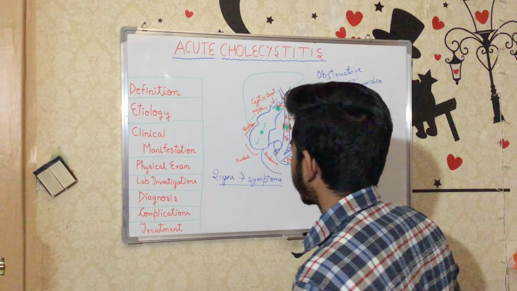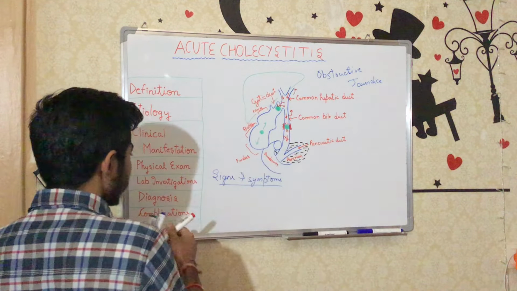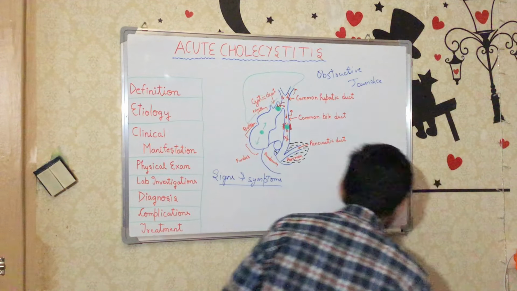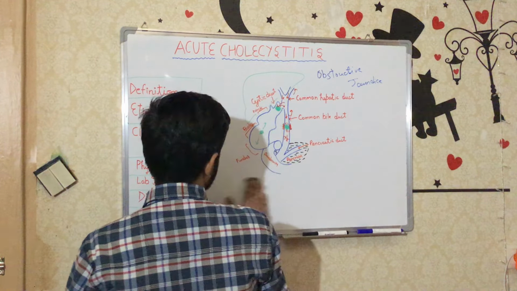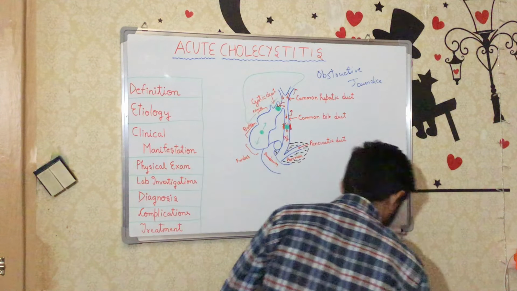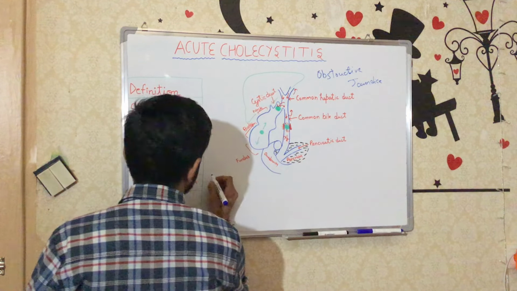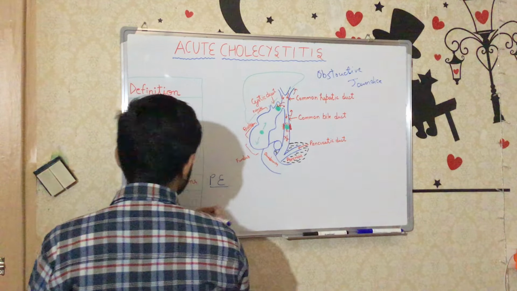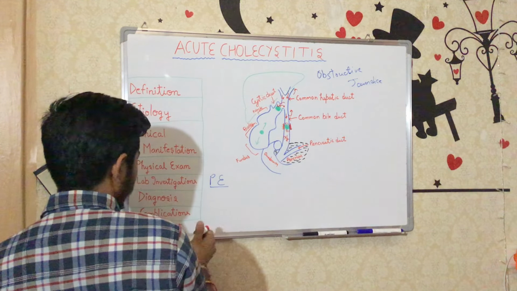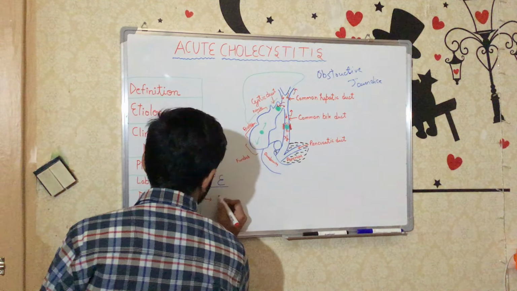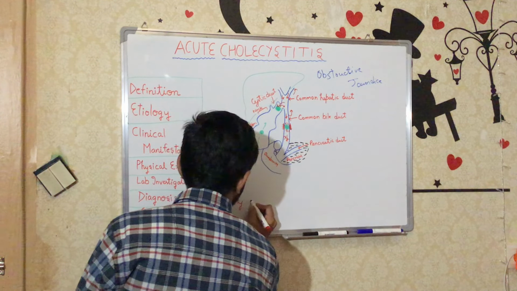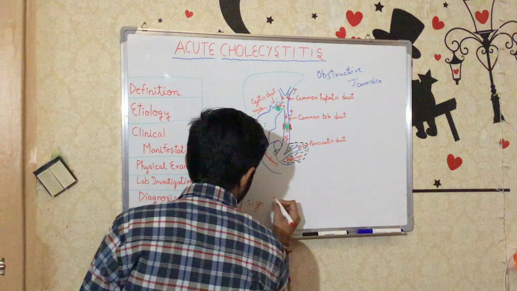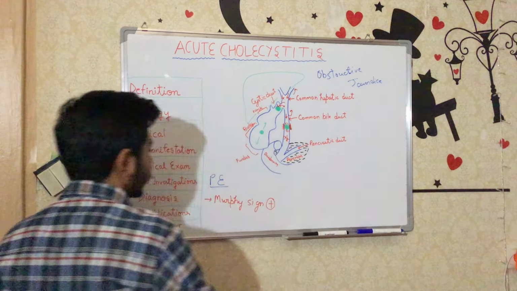So as far as physical examination is concerned, it is the Murphy sign. If they have a positive Murphy sign, they might have acute cholecystitis.